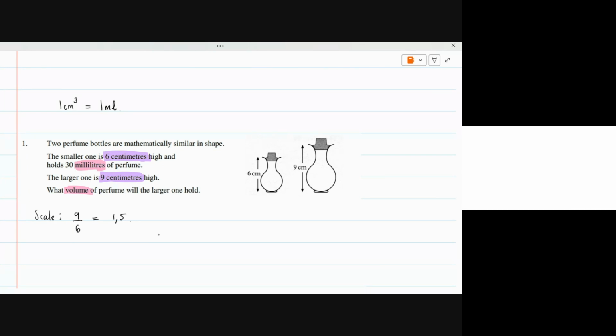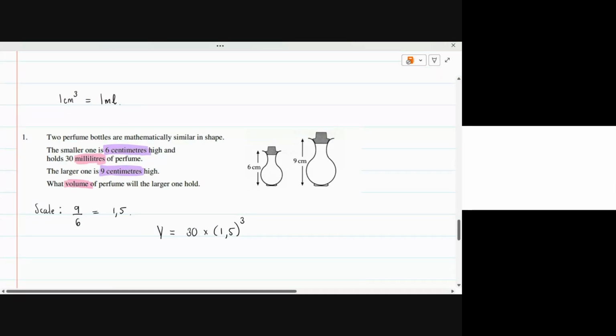But because I want the volume of the larger perfume bottle, I'm going to take the volume of the smaller bottle, which is 30 centimeters cubed, and multiply that by 1.5 cubed because it is a volume. And that is equal to, indeed, 30 times 1.5 cubed, which is indeed 101.25 centimeters cubed. Well done, Theo.